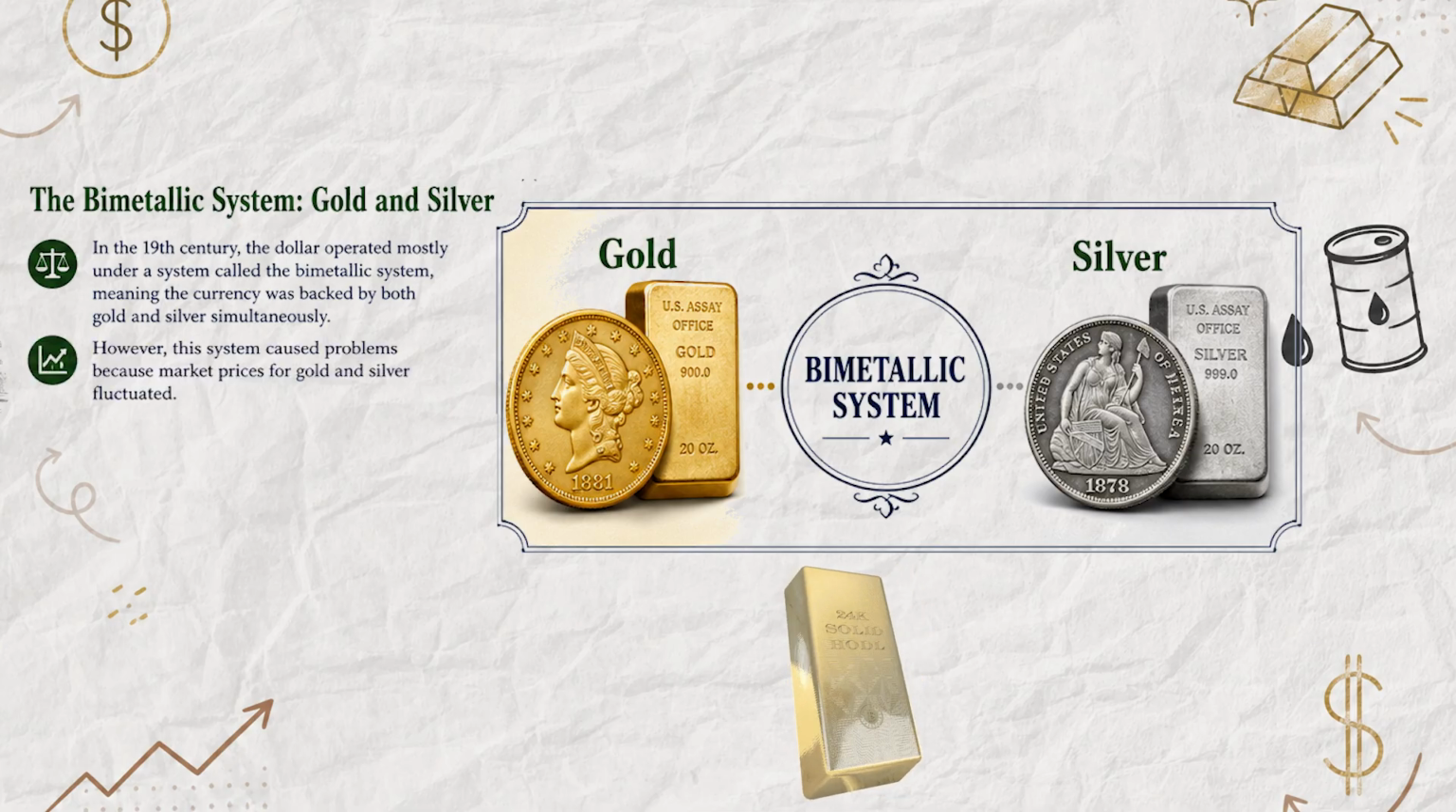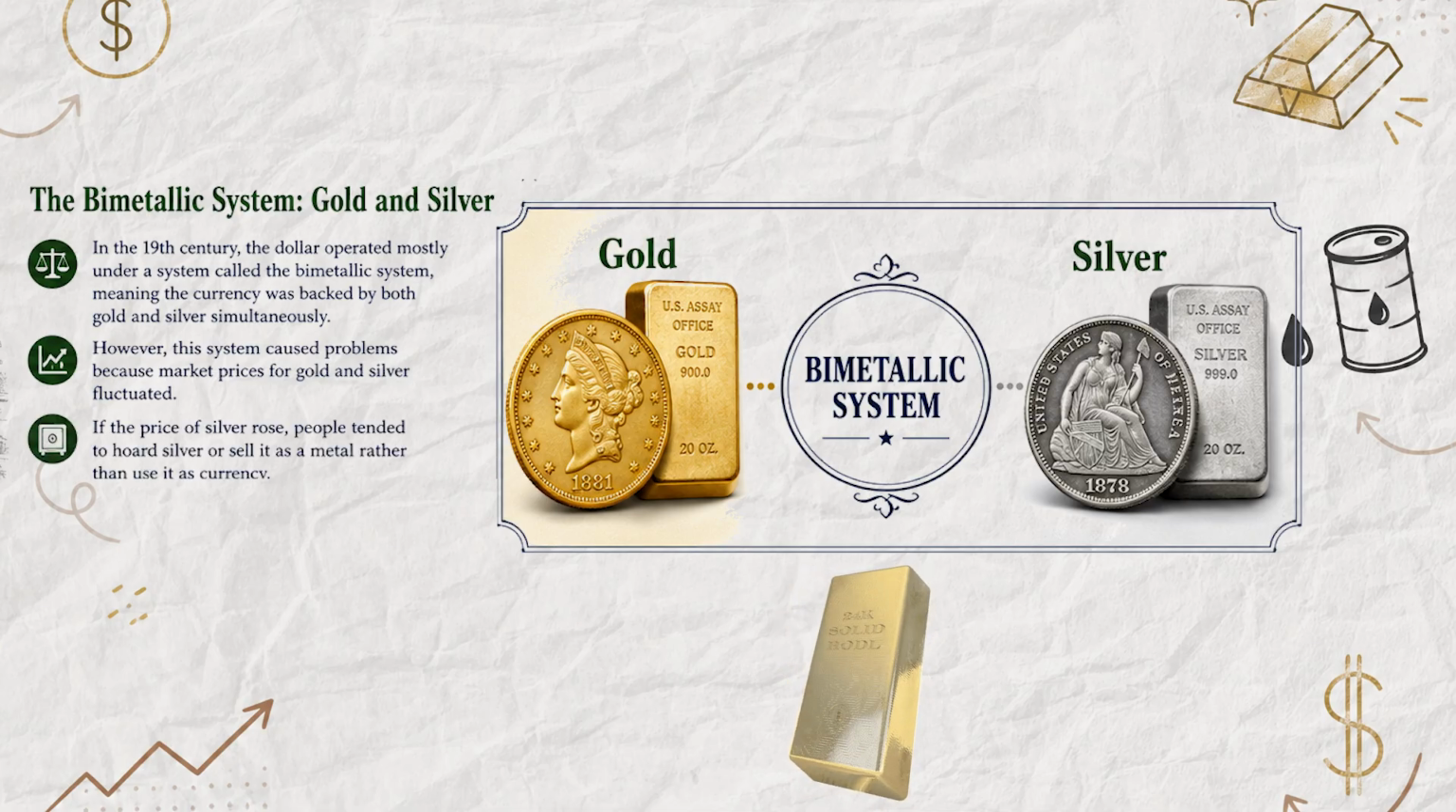Why? Because market prices for gold and silver fluctuated. If the price of silver rose, for example, people tended to hoard silver or sell it as a metal rather than use it as currency. Consequently, the American government gradually leaned more toward gold.